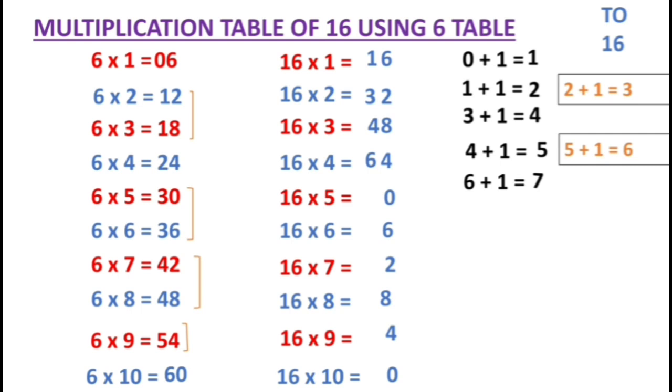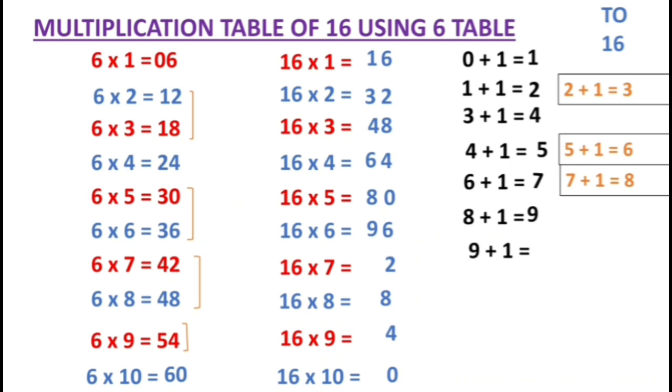So what should we do? We should add plus 1 to the sum. 7 plus 1, we get 8. 16 fives are 80. Now the sum is 8. 8 plus 1, we get 9. 16 sixes are 96.